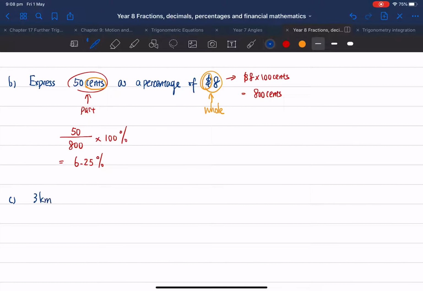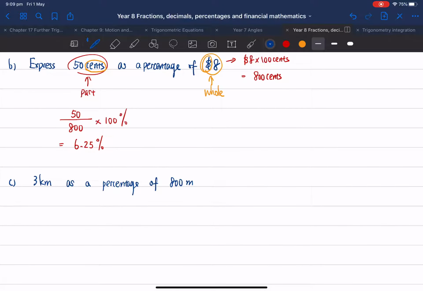3 kilometers, you're going to express 3 kilometers as a percentage of 100 meters. Right, so this is a very interesting question. Firstly, we've got different units here. One is 3 kilometers, and then the other one is 100 meters. So what we need to do now is change into the correct unit, right? The same unit. You can change that into kilometers, or you can do it as meters. It's up to you. I prefer to change that into meters. Again, it doesn't matter. Let's just change that into meters.